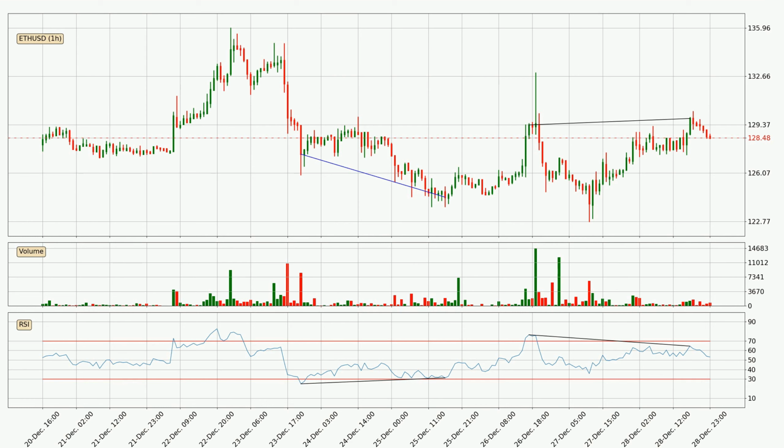Now looking for divergence in the hourly time frame, owing to a bearish divergence, the price could go down from now on or at least remain stable for the time being.